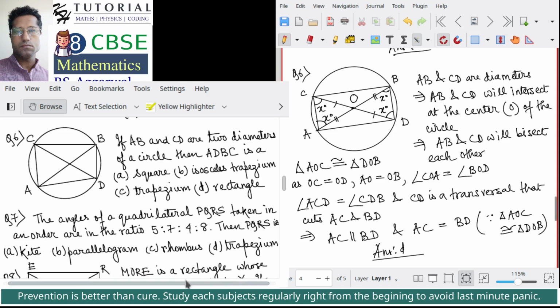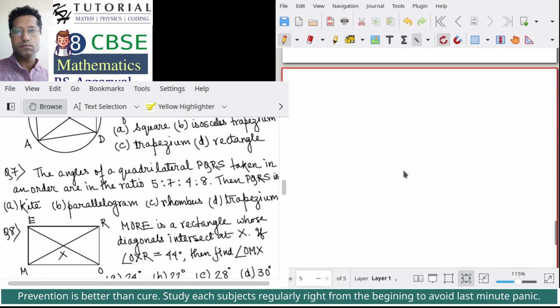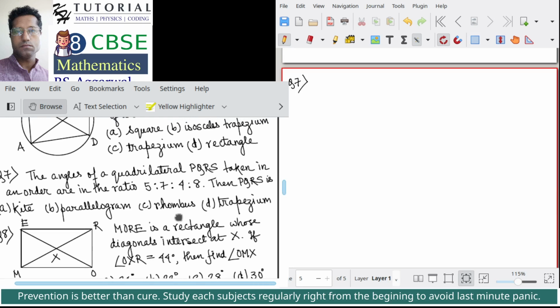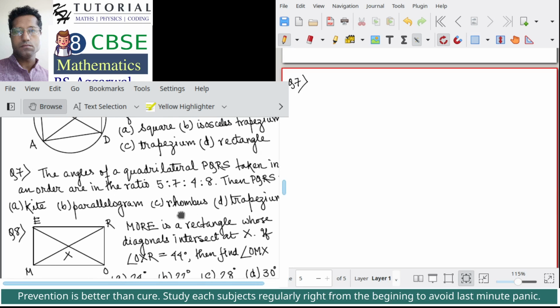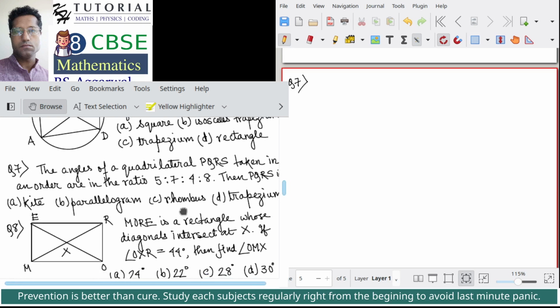Okay, let's do question number 7. The angles of a quadrilateral PQRS taken in order are in the ratio 5:7:4:8. Then PQRS is a kite, parallelogram, rhombus or trapezium. Okay.